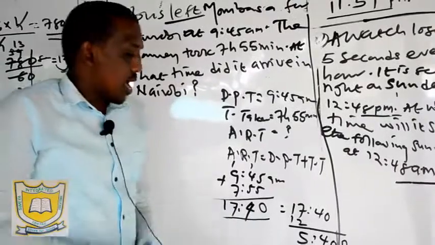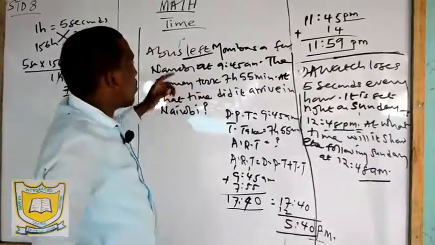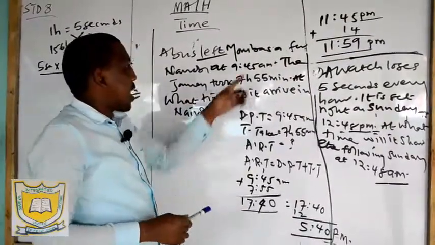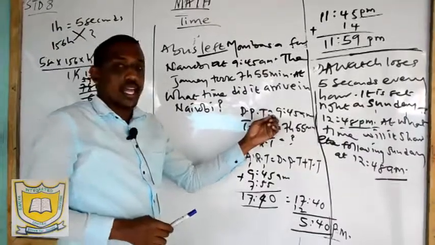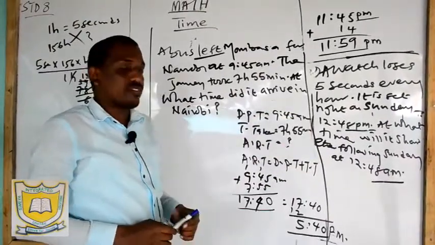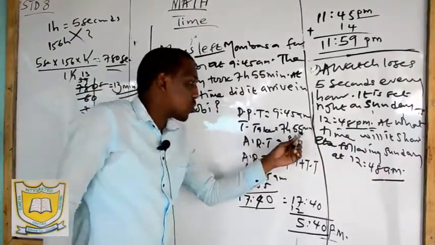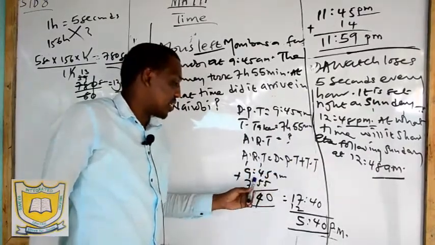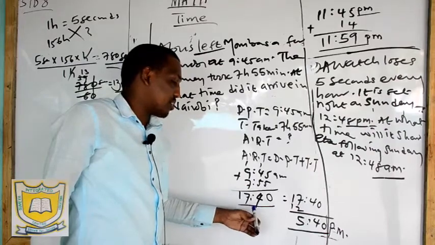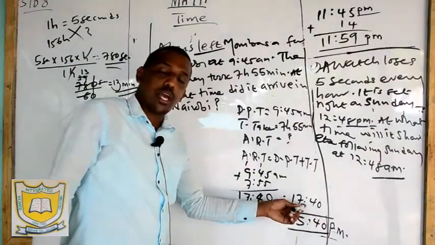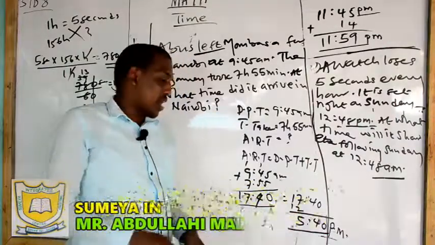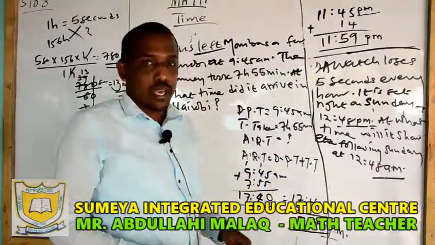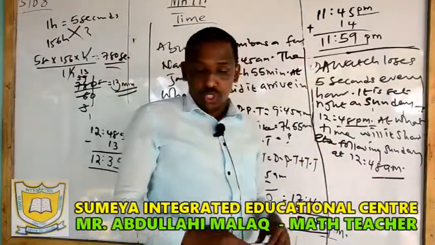You are told a bus left Mombasa at 9:45 a.m., that is the starting time, departure time. Time taken is what they are asking. Arrival time is equal to departure time plus time taken. 9:45 plus 7:55 hours, you get 17:40. You change into PM now, minus 12, you will get 5:40 p.m. So those are good questions.